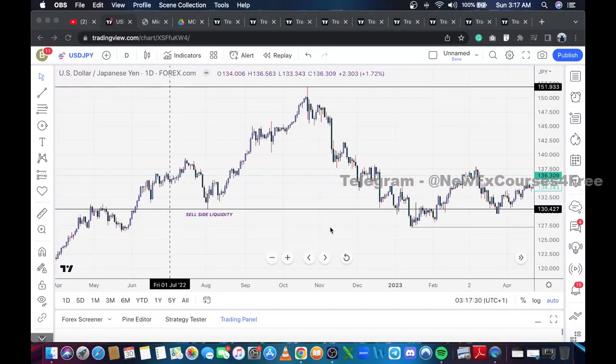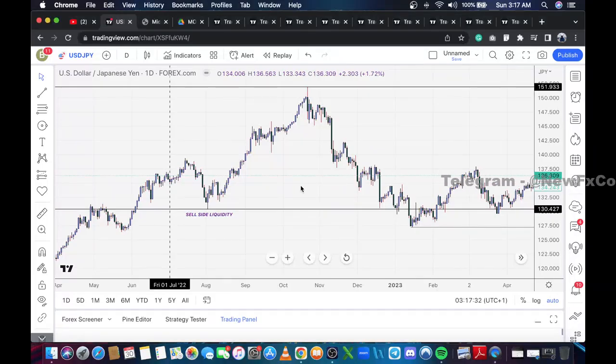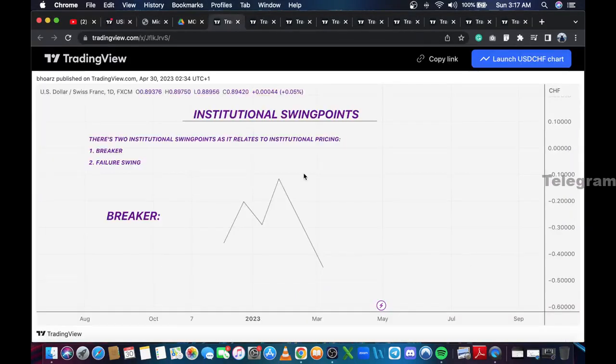Actually it is lesson 4 of the higher time frame module, and in today's lesson we're going to be talking about institutional swing points. Okay, so first off, let us go into what institutional swing points are. Now this is not classic retail swing points. This is institutional swing points as it relates to institutional pricing. Now there are only two institutional swing points.